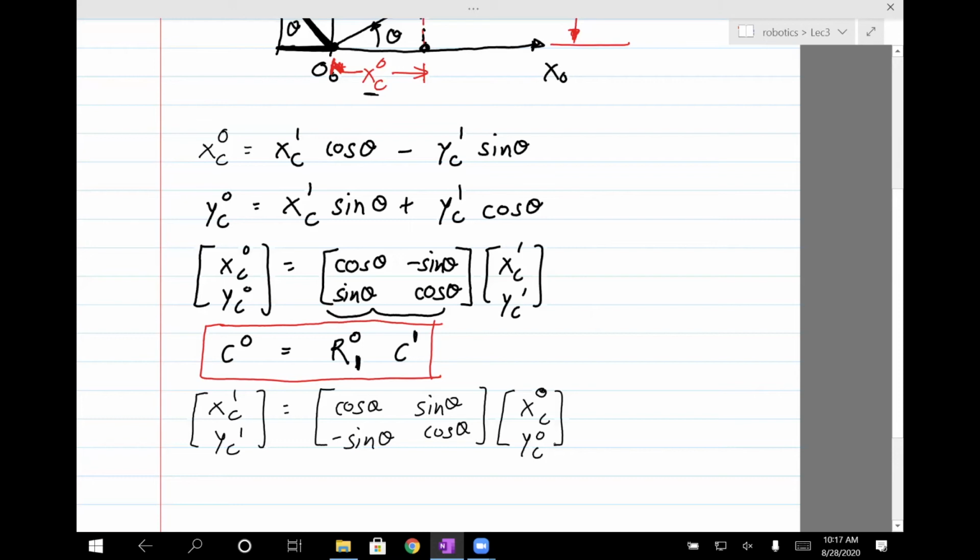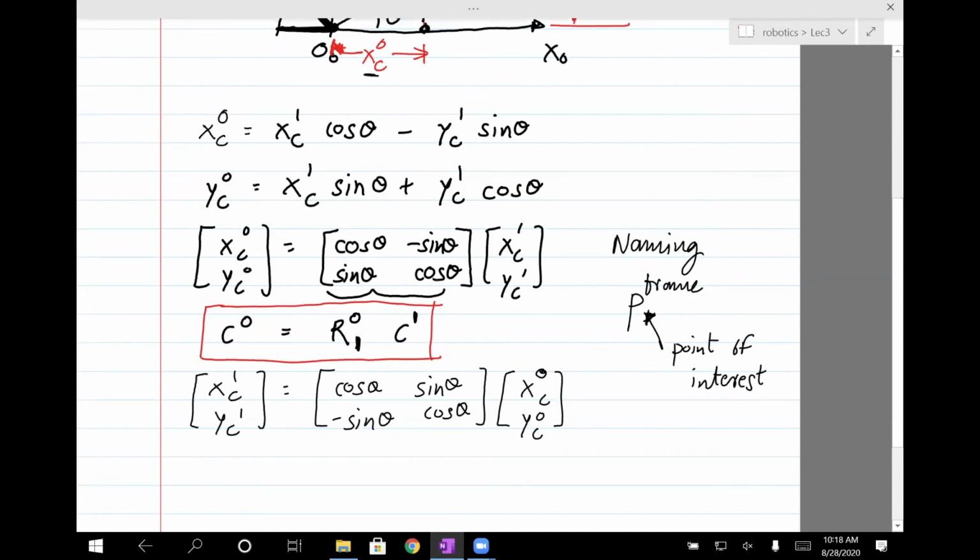Okay, there's a question. It asks about the naming of superscripts and subscripts, like what is the reference to what frame. The convention is basically that you always have a variable, which is the point of interest. That will be something on the figure, so point C, point P, point D, and then you'll have the frame on the top. Is that clear? This is what we're going to follow throughout.